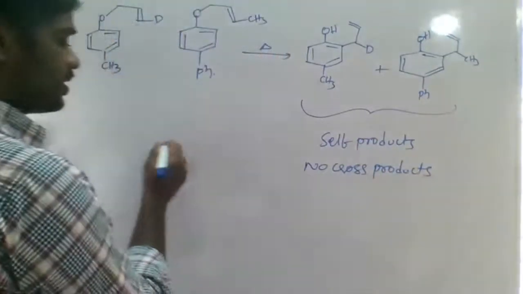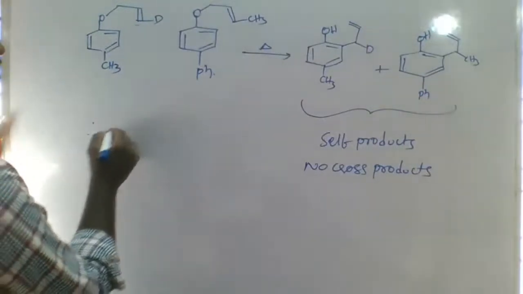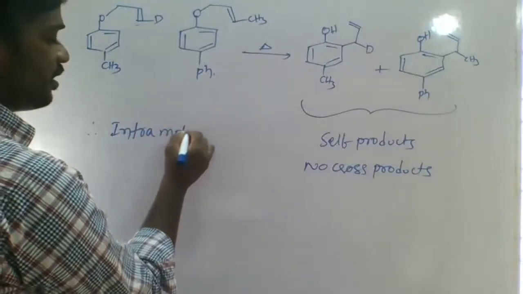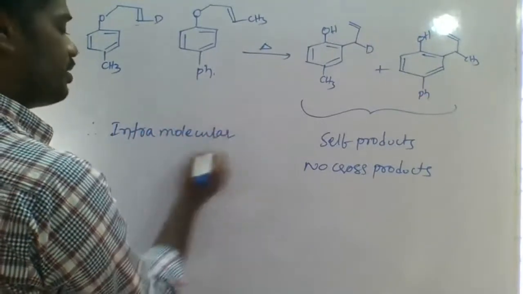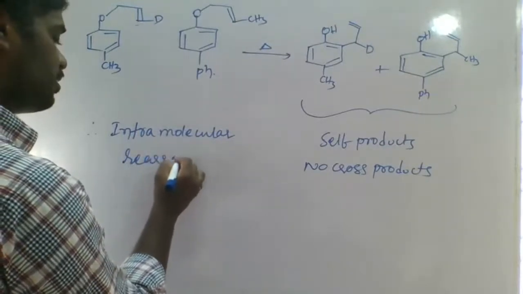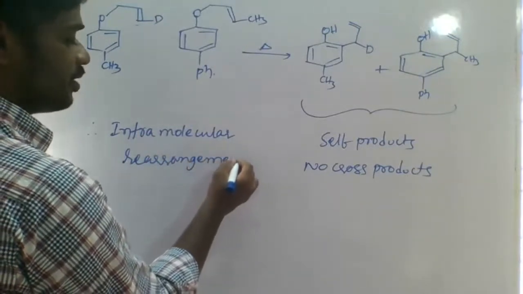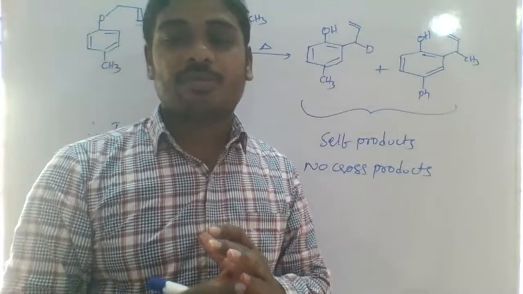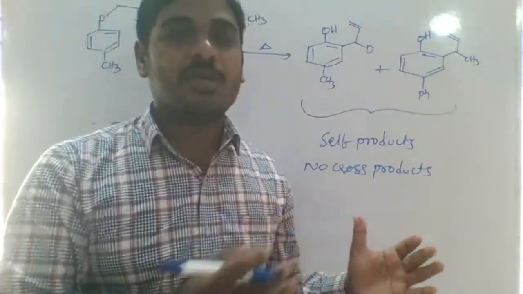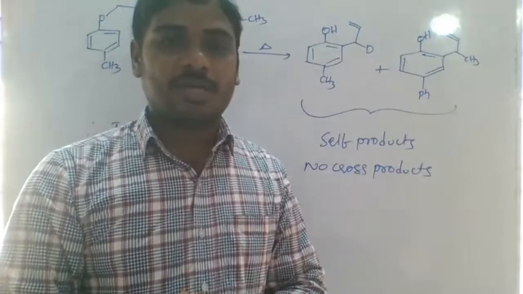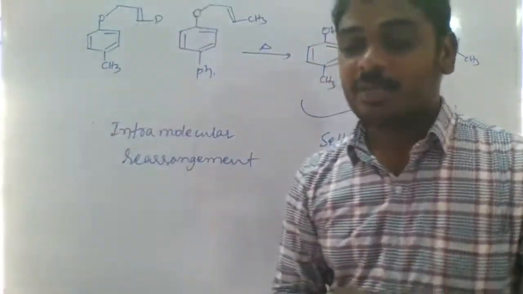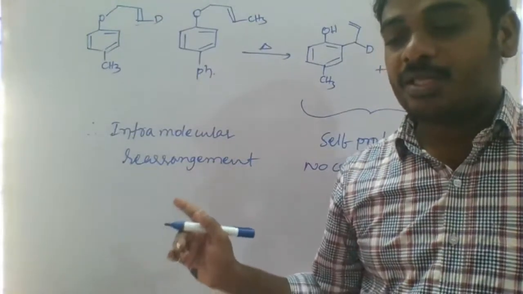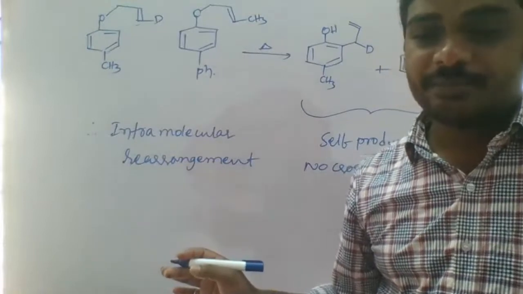So therefore this reaction tells us, in this case, which type of reaction takes place? Intramolecular rearrangement takes place. Intramolecular rearrangement is nothing but molecular rearrangement, migration of the group from one position to another position within the same molecule. That is an intramolecular rearrangement. So this is the Claisen rearrangement mechanism, which tells that the rearrangement takes place within the molecule.